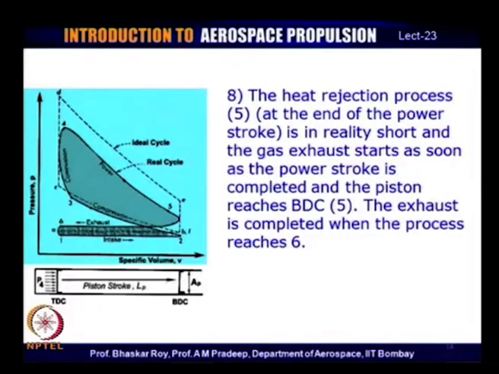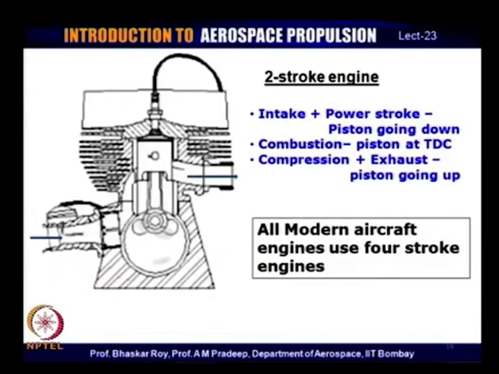So, this is how the real cycle operates, and this is how the real cycle is quite often different from the ideal cycle. This particular cycle was initially used for creating what is known as the two-stroke engine. Various kinds of two-stroke engines are operational even today. However, two-stroke engines are not used in aircraft power plants anymore, and all the modern aircraft engines use what is known as the four-stroke engine.